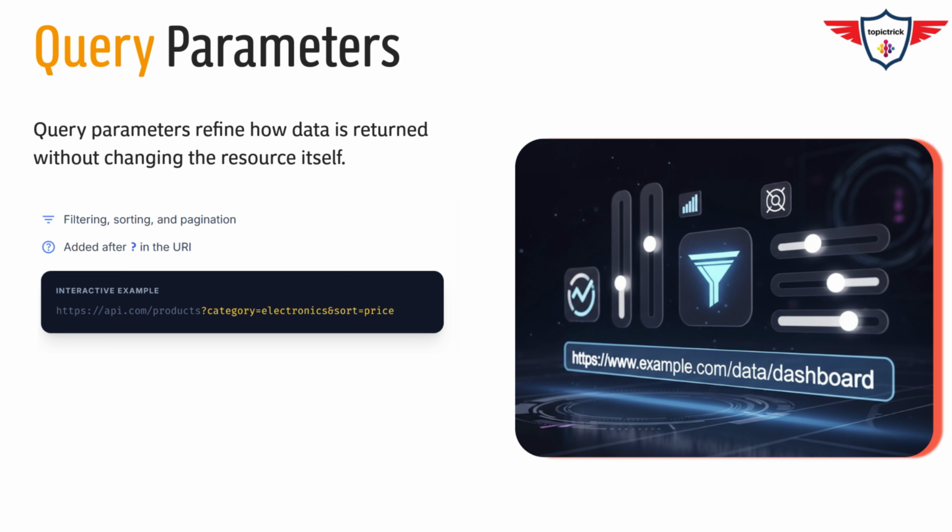Query parameters do not change the identity of the resource. Instead, they modify how the server processes the request or what subset of data is returned. This makes them ideal for searching and filtering.